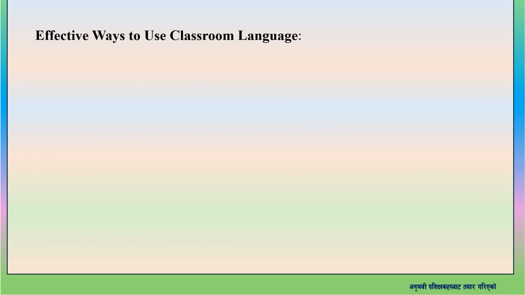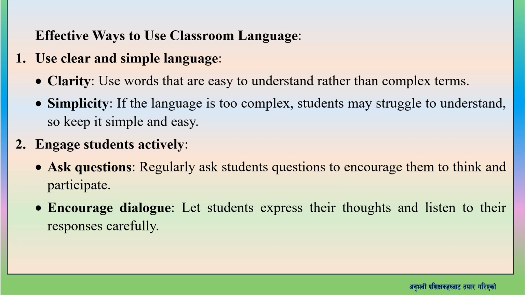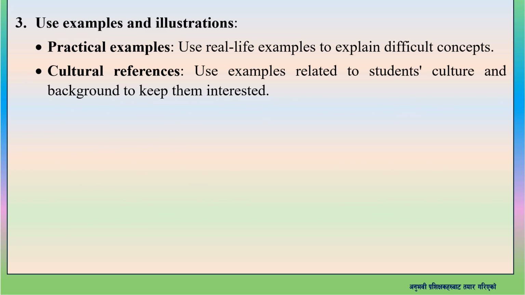Effective ways to use classroom language. First is clear. Use clear and simple language. Use words that are easy to understand rather than complex terms. If the language is too complex, students may struggle to understand, so keep it simple and easy. Next is engage students actively. Regularly ask students questions to encourage them to think and participate. Let students express their thoughts and listen to their responses carefully. Use examples and illustrations: practical examples to explain difficult concepts and cultural references to relate to students' culture and background to keep them interested.